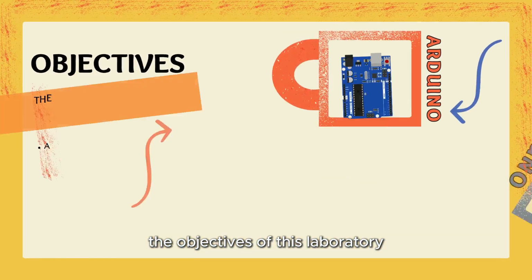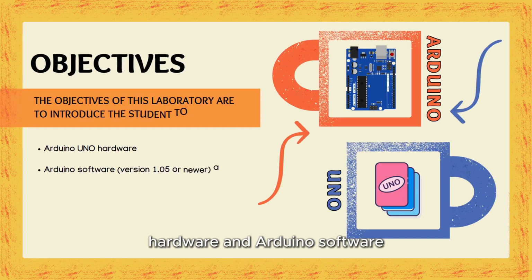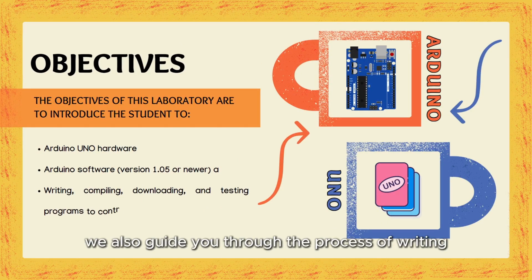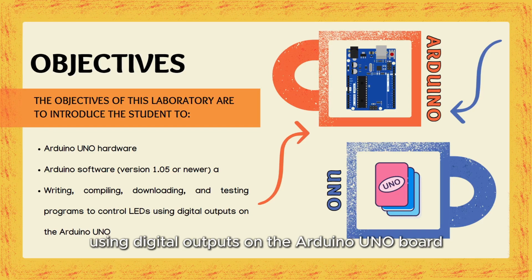Objectives. The objectives of this laboratory are to introduce the student to Arduino Uno hardware and Arduino software, version 1.05 or newer. We'll also guide you through the process of writing, compiling, downloading, and testing programs specifically designed to control LEDs using digital outputs on the Arduino Uno board.